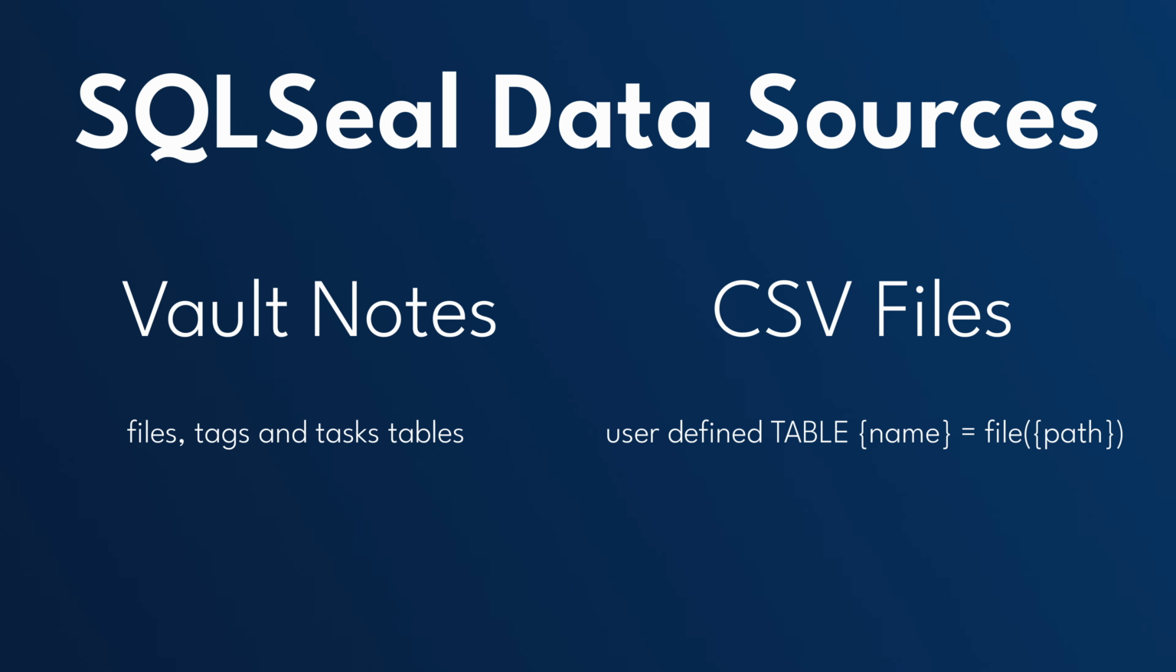SQLSeal is an Obsidian plugin that allows you to query data in your vault using SQL syntax. You can access this data using three built-in tables: files, tags, and tasks. You can also use this plugin to query data stored in the CSV files. SQLSeal provides the special syntax to create new tables based on the data sources and synchronizes them automatically.